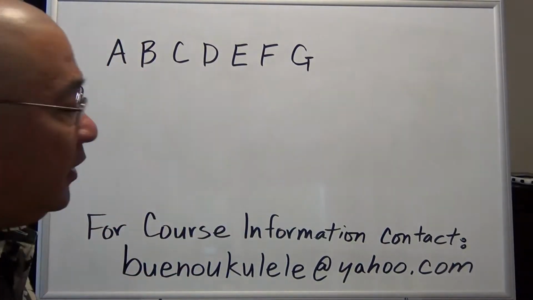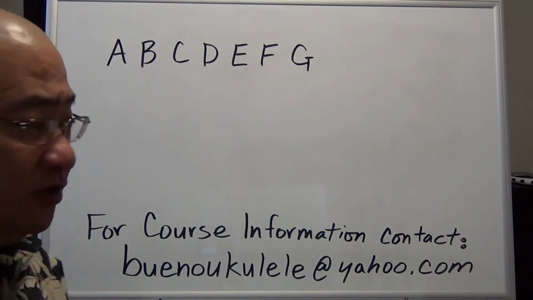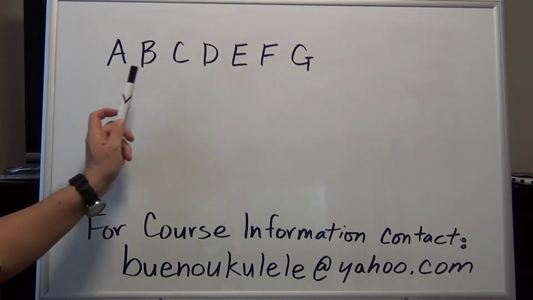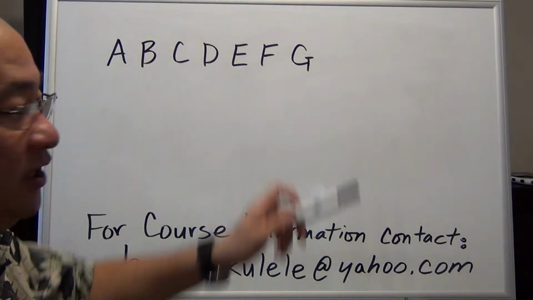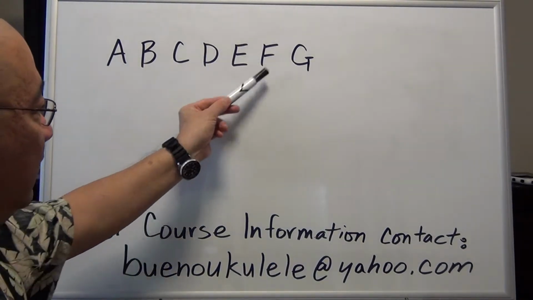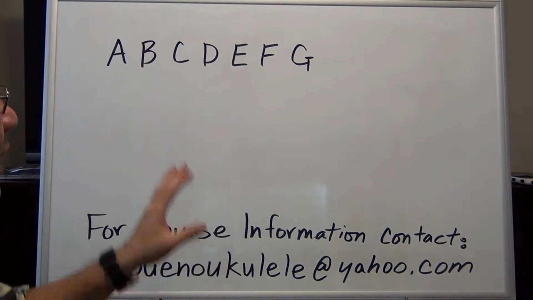Okay, so in music theory and music notation, music follows a certain alphabetical pattern, and the pattern is this. All you got to do is memorize this pattern, and it repeats. A, B, C, D, E, F, G. That's it. And then it repeats.